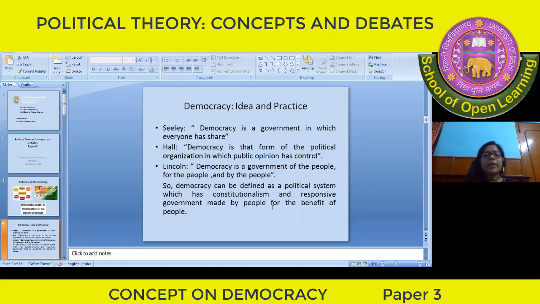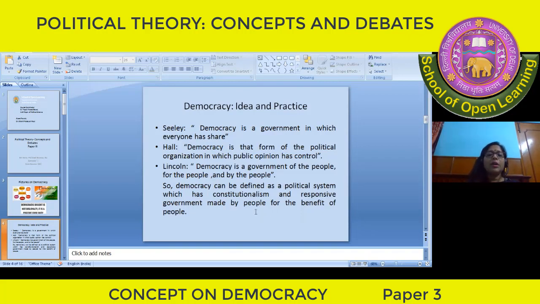And being a student of political science, you may always know what President Lincoln said, a very famous popular definition of democracy which is always cherished by all youngsters: democracy is by the people, of the people, and for the people. Democracy refers to a government based on popular sovereignty.